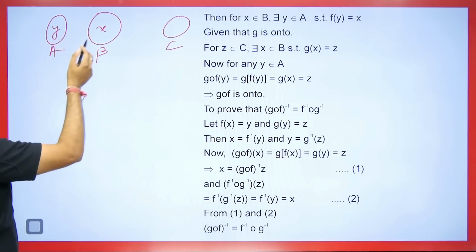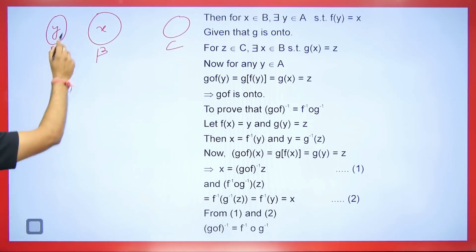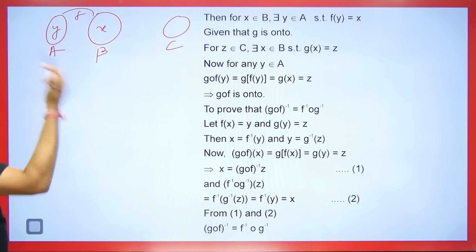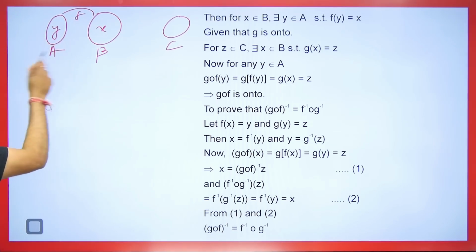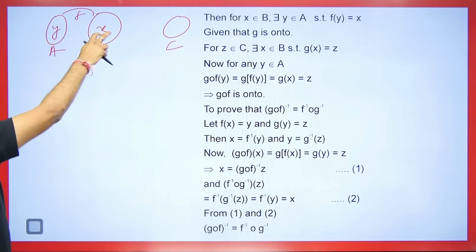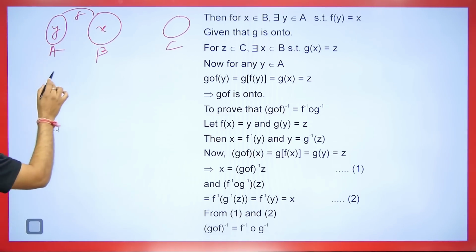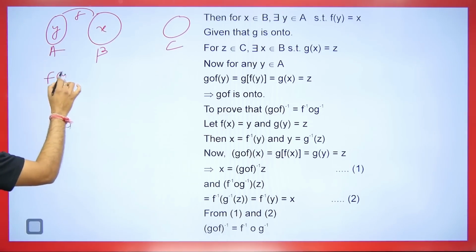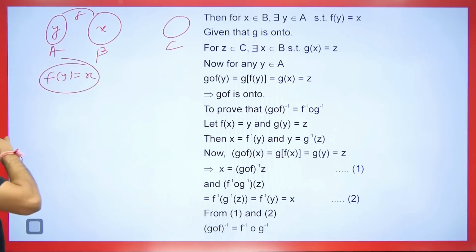So now we will assume A to B that we have been given. F that is given is what? Onto. Now meaning here the pre-image exists. It means that the image for x and y exists. So what is the meaning of this? So it means that Fy is equal to x.